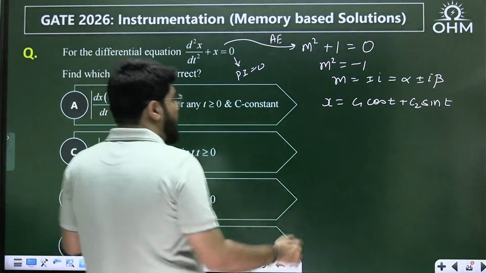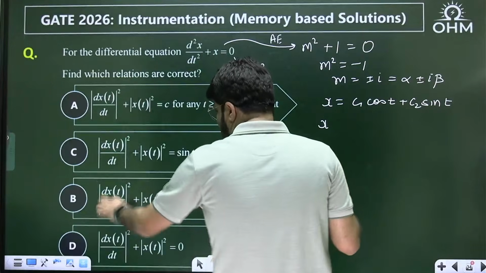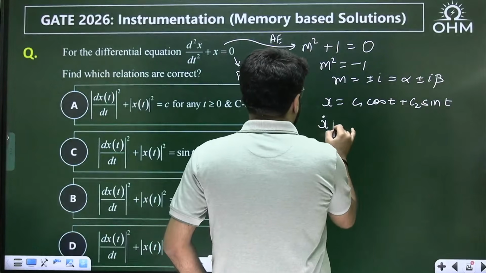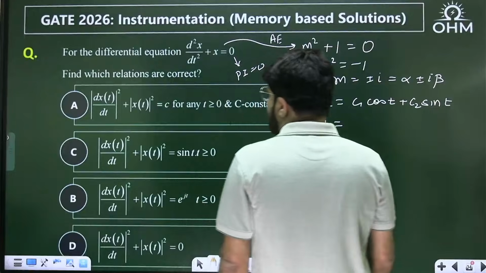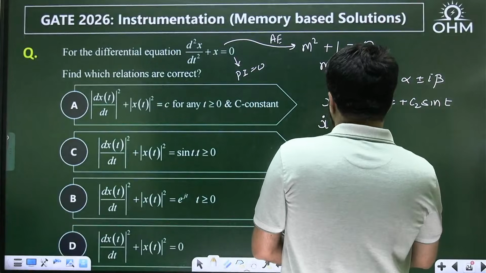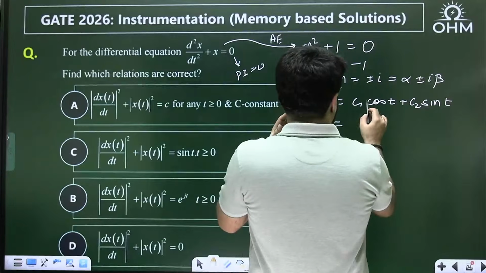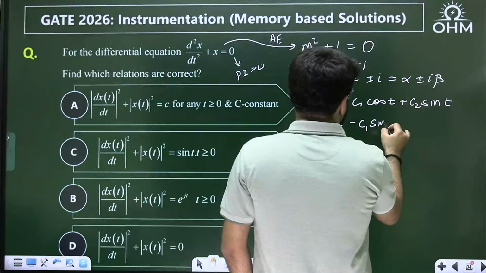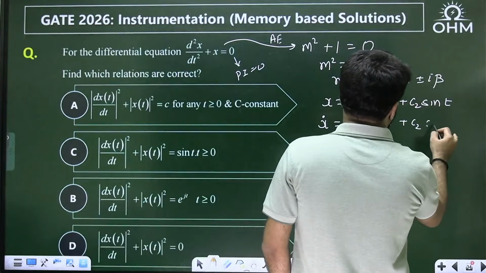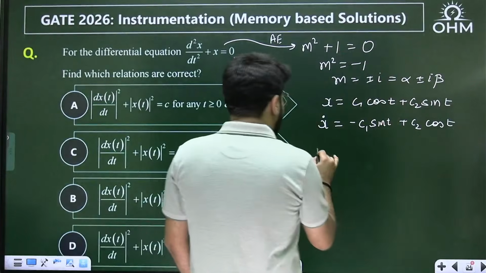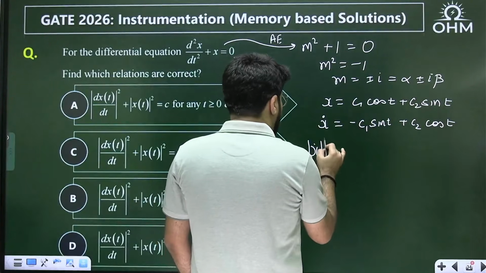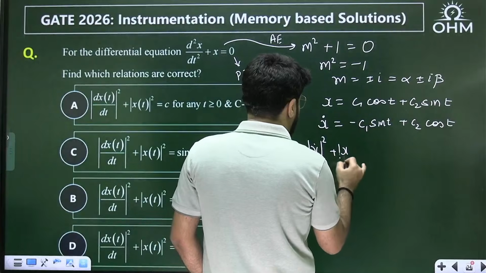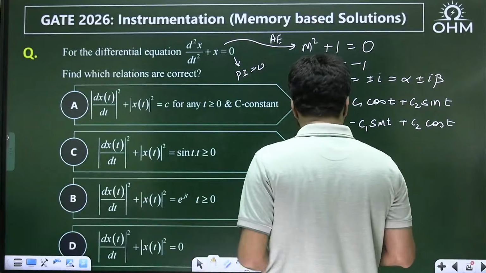What is the first derivative? X dot we have to check now. What is the first derivative of this? Tell me. The first derivative of this is going to be minus C1 sin t plus C2 cos t. Now when I take the mod of x dot square plus mod x square, that is what the options are trying to ask you.